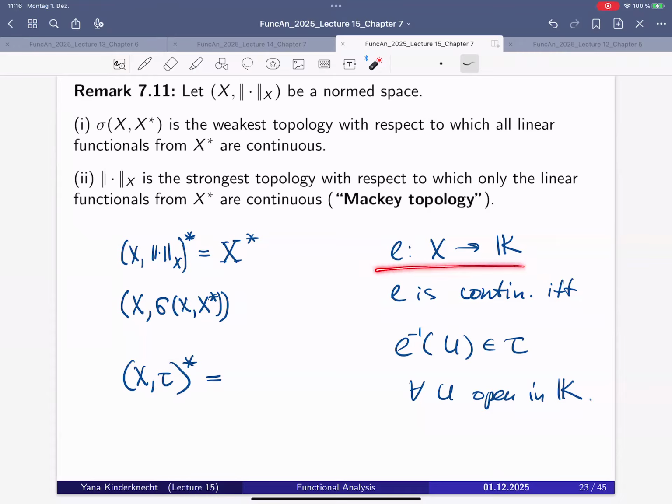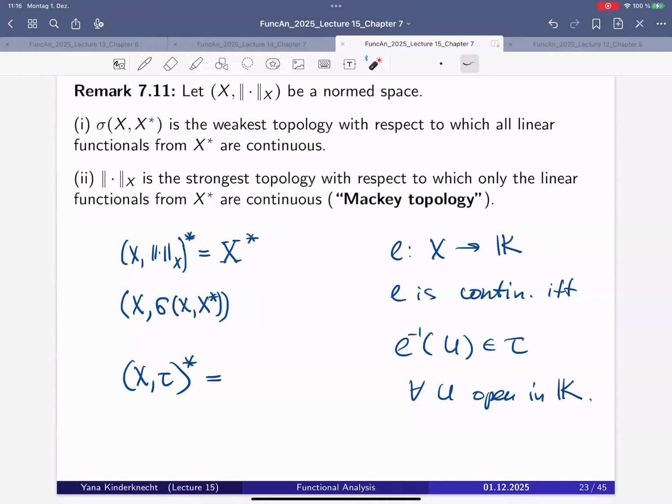Because what does it mean to be continuous? This means that for any open set in K, so the topology in K is fixed, we have a fixed amount of open sets in K. But their preimages with respect to this linear functional should live in the fixed topology in X. So the bigger the topology tau, the easier it is for L to satisfy this condition. That is, the stronger the topology tau we have in X, the bigger the topological dual.